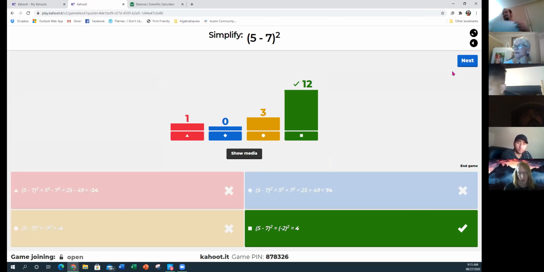Nice. Okay. So remember order of operations, PEMDAS, you'll always do parentheses, whatever's in the parentheses first. So you take the 5 minus the 7, which would give you -2 inside the parentheses. And -2 inside the parentheses squared would be -2 times -2, which is +4.